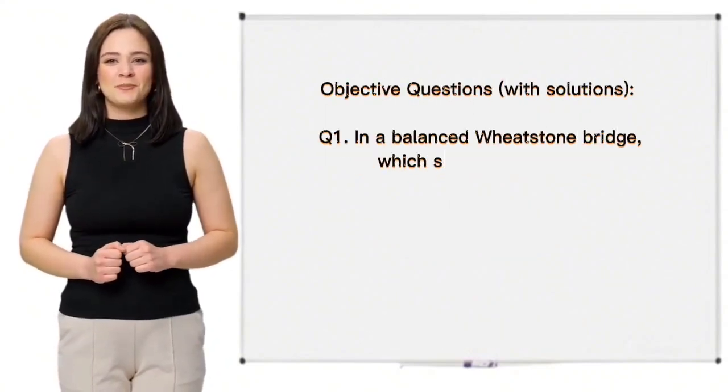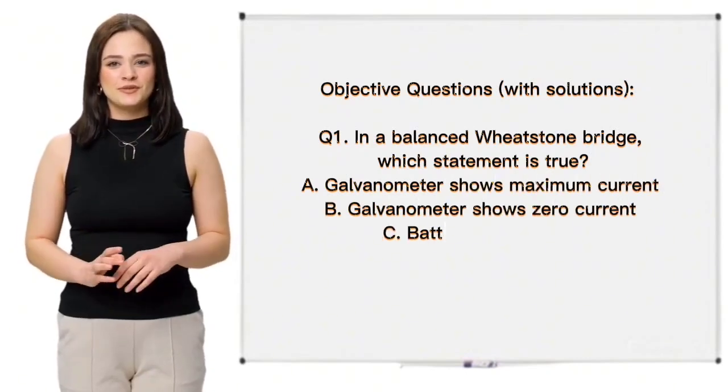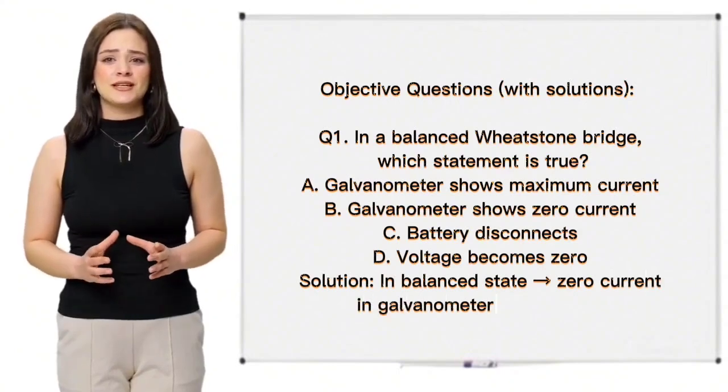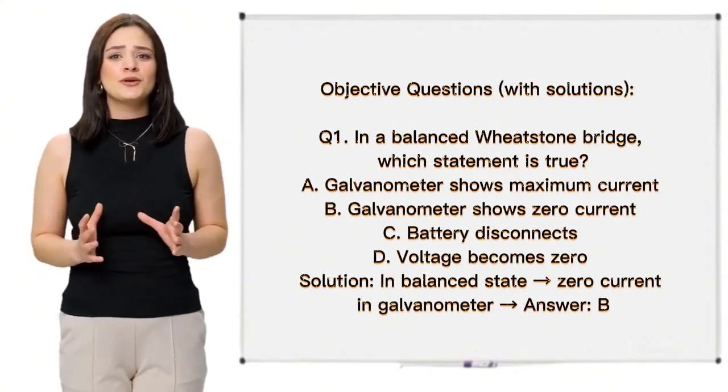Objective questions with solutions. Q1. In a balanced Wheatstone bridge, which statement is true? A. Galvanometer shows maximum current. B. Galvanometer shows zero current. C. Battery disconnects. D. Voltage becomes zero. Solution: in balanced state, zero current in galvanometer.